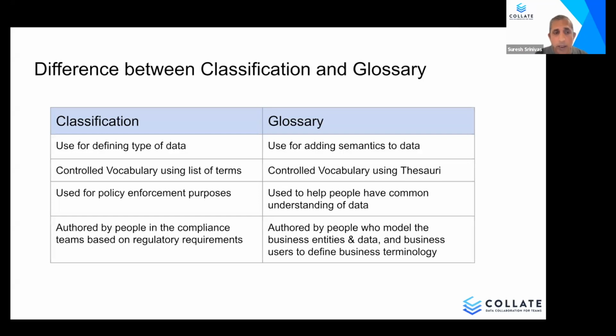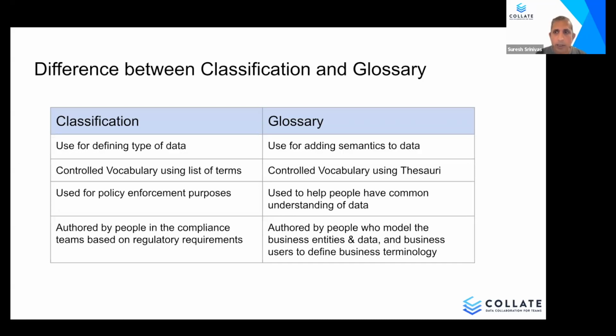Classification is typically used for policy enforcement purposes, right? So you have privacy policies, you have data management policies, data retention policies. All of these things are driven off of what is the type of data. And so classification tags are used for policy enforcement. Glossary is for adding meaning to the data, so that people who are consuming the data can understand the concepts and the descriptions.